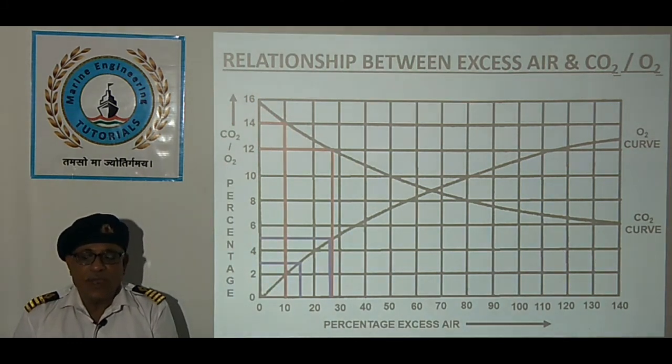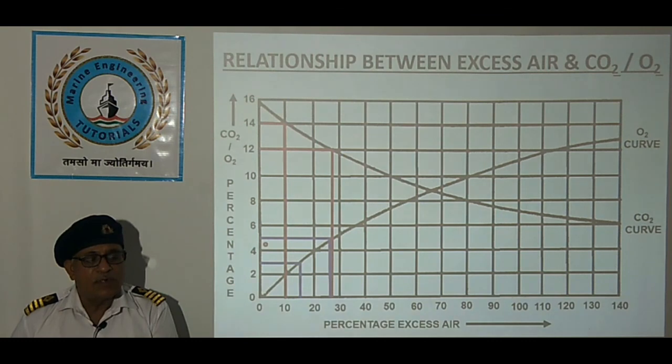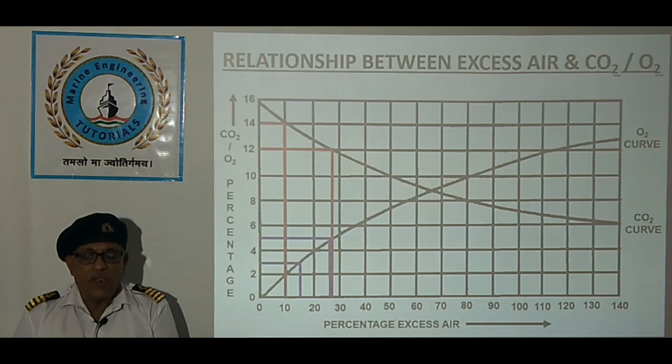From the curve, it can be established that corresponding to 3% oxygen content, excess air is about 15%, which we can see here. Similarly, corresponding to 5% oxygen content, excess air is about 27%. So, we can see 5% oxygen corresponds to 27% excess air. This completes the study for the need of combustion control in boiler, various methods employed to control boiler combustion, and monitoring the quality of combustion in boiler furnace.